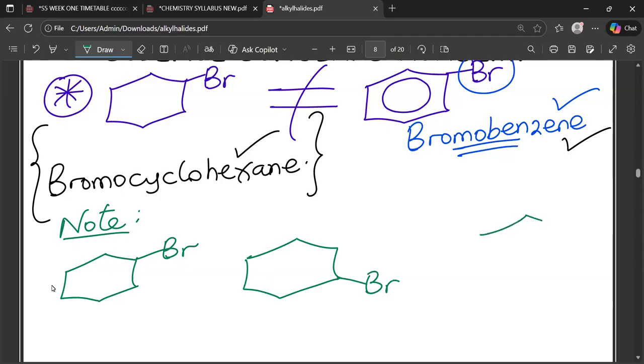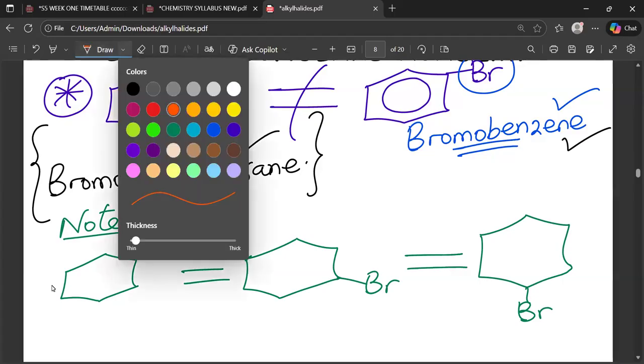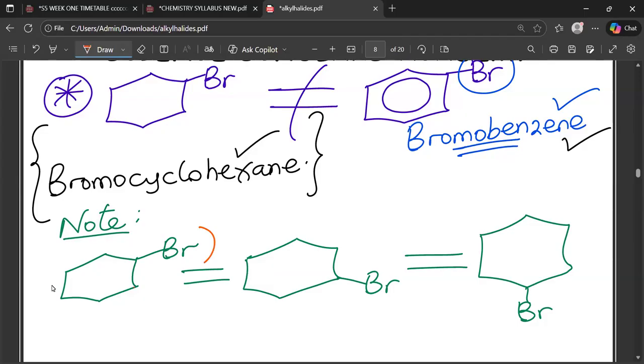Then another one comes and puts the Br here. I told you these things in benzene because I know they disturb students. These things are the same. This one is the same as that. Even that one is the same as that. What they are doing is merely rotating these things.